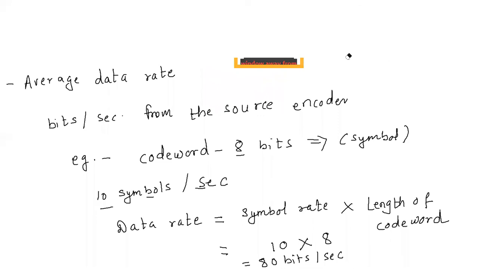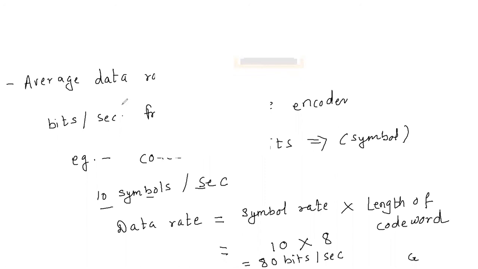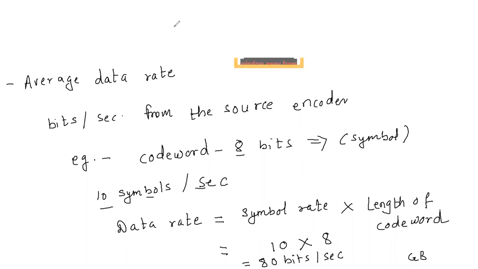The next parameter is the average data rate, which is usually defined in terms of number of bits per second, from the source encoder. I have assumed that there are a total of 8 bits in a particular code word, and this code word can consist of one symbol. That symbol may be any alphabet. If it is an alphabet, it may be A, B, C, D like that. And if the symbol is image information, then it will be a pixel. Depending upon the source of information, the symbol can be anything.